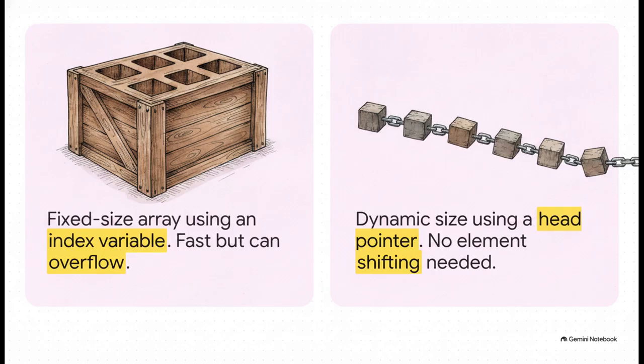The second way uses what's called a linked list. This one is dynamic, meaning the top is tracked by a head pointer, and instead of a fixed box, we just use pointers to chain the data together. But here's the beautiful part. Because we are strictly limited to only touching the top in both methods, the computer never has to waste time shifting other elements around. It is incredibly efficient.